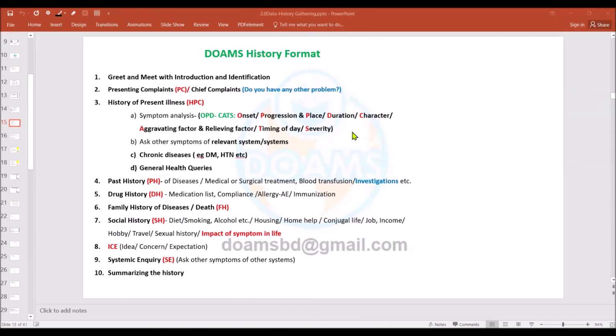This is the radiation. After asking the first symptom, especially the presenting symptom, usually in the OSCE, the patient presents with one symptom in general. Then correlate with other symptoms you get by asking, do you have any other problem? And then you will be almost confident enough what the diagnosis will be. This is our experience. Even then you ask other symptoms of the relevant system.